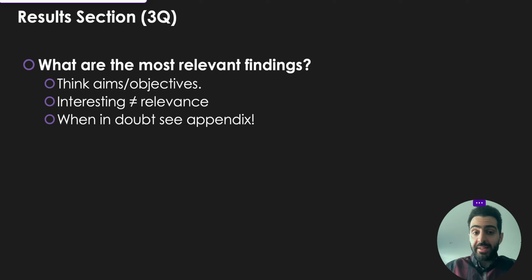Last but not least, when in doubt, see appendix. I always say this because a lot of people come to me and say, I'm worried, I want to make sure that the examiner can see everything. And that's true to some extent, but you don't want to overwhelm them or lose track of the most relevant findings by chucking everything in your thesis. So if you're in doubt about whether something should be there or not, you can always put it in the appendix and signpost it in the thesis. So you can say, for the full data set or for the full findings, see appendix 1, 2, or 3, and then you can put all the data there.